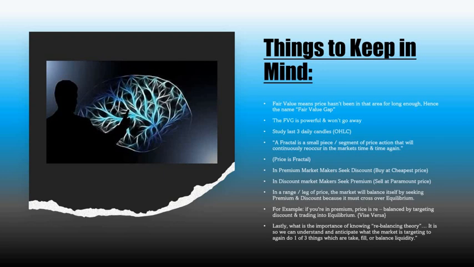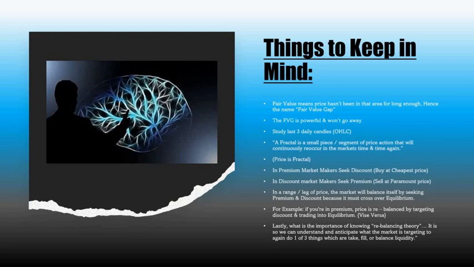Okay? And lastly, what is the importance of knowing rebalancing theory? It is so we can understand and anticipate what the market is targeting, to again do one of three things, which is take, fill, or balance liquidity. Because price wants to do one of those three things, we can understand not only on the higher time frames, but also on the lower time frames, what the market is targeting.